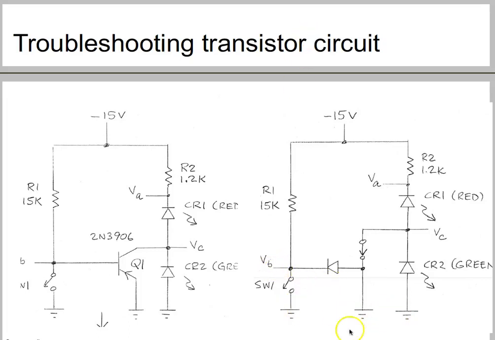Now let's analyze this particular circuit. When the switch is open, what will happen? In that case, your Q1 gets the base current, and then it will be turned on.